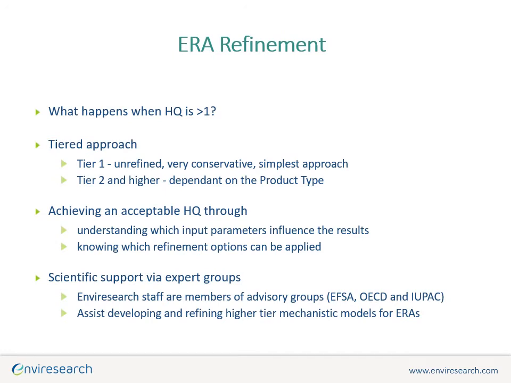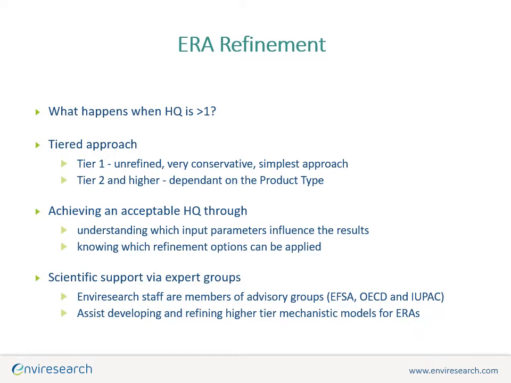So, what happens when a hazard quotient is greater than 1? That's when we have to do an environmental risk assessment refinement. We would take the tiered approach. So tier 1 is the first look, very unrefined, conservative, simplest approach, and from that you move on to higher tiers, which very much depend on the product type, and often expert advice is needed.